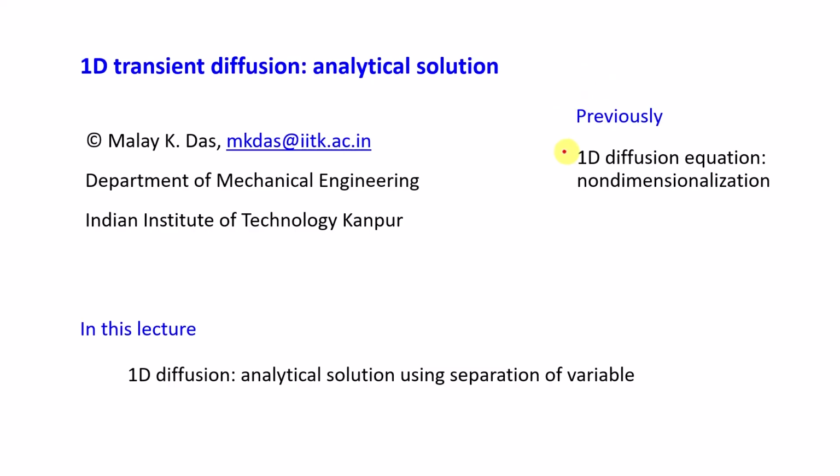In the last lecture, we talked about the one-dimensional diffusion equation and how to non-dimensionalize the equation. Non-dimensionalization is an important operation that reduces the number of parameters. It also generalizes the problem quite a bit. Now, before we move into the numerical solution, first we will conduct an analytical solution using the separation of variable approach of this one-dimensional transient diffusion equation.